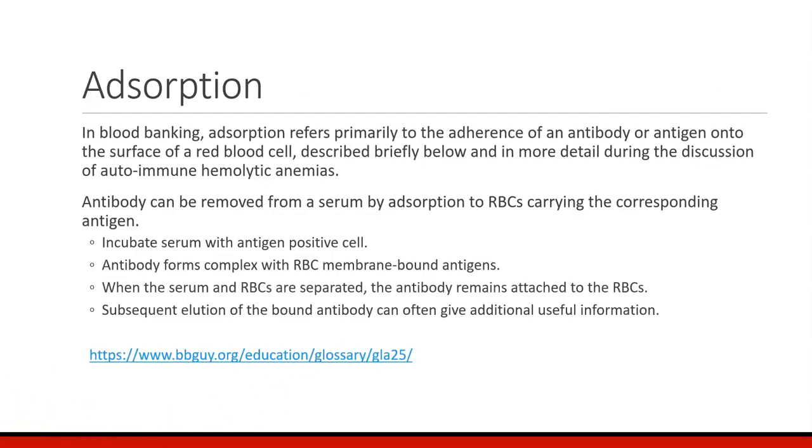Adsorption. In blood banking, adsorption refers primarily to the adherence of an antibody or antigen onto the surface of a red cell, and is described briefly below and in more detail during the discussion of autoimmune hemolytic anemias. So antibodies can be removed from a serum by adsorption to red cells carrying the corresponding antigen. So what we do is we incubate this serum with an antigen positive cell. Like I said, we save our expired cells. We would look for the antigen to the antibody that we want to get rid of.